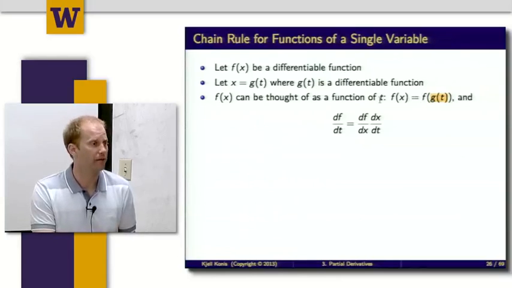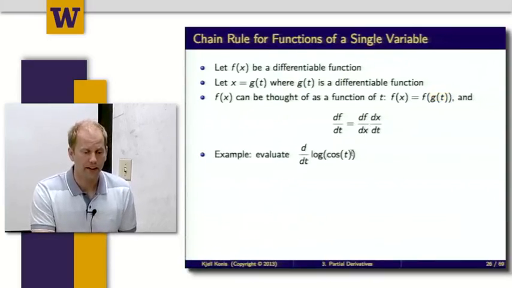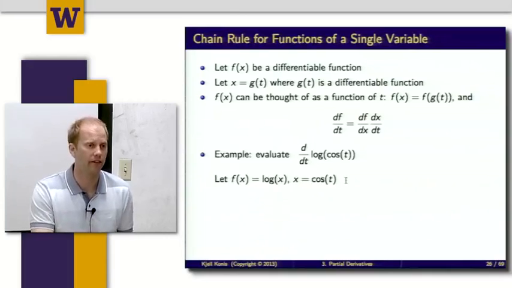And so this is the single variable chain rule. I have the derivative of f with respect to t is equal to the derivative of f with respect to x times the derivative of x with respect to t. And so if I want to evaluate the derivative of the log of cosine of t with respect to t, here log is playing the role of f and cosine is playing the role of g. So f is equal to log of x, and x is equal to g of t, which is cosine of t.